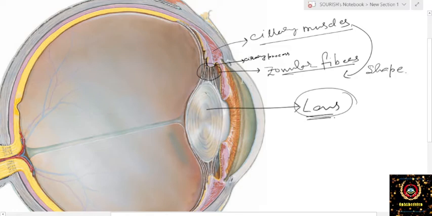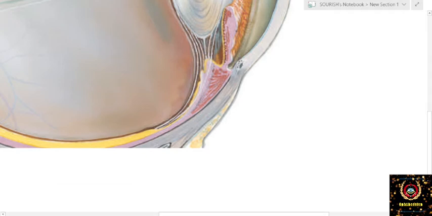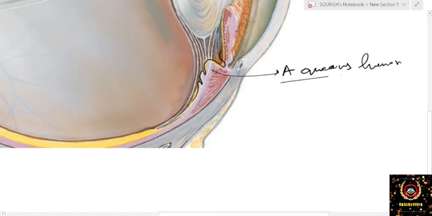Now one of the most important functions of these ciliary processes is the production of aqueous humor. This aqueous humor helps to maintain the intraocular pressure which we have talked about earlier.